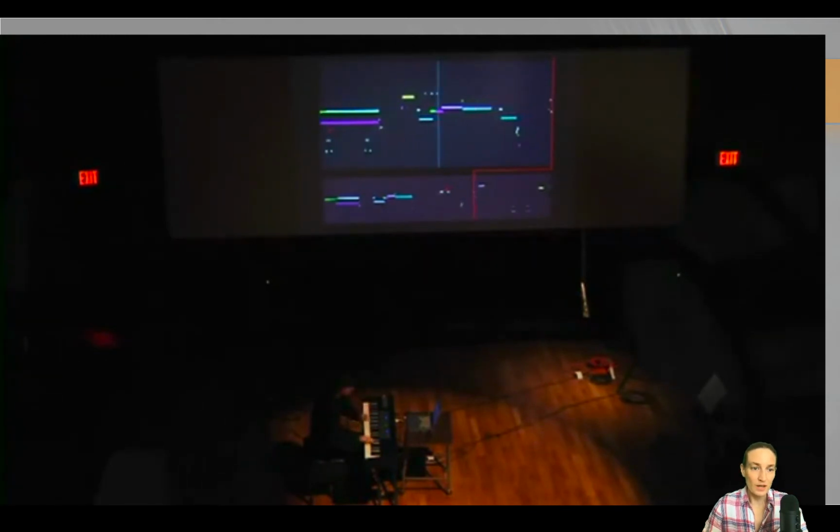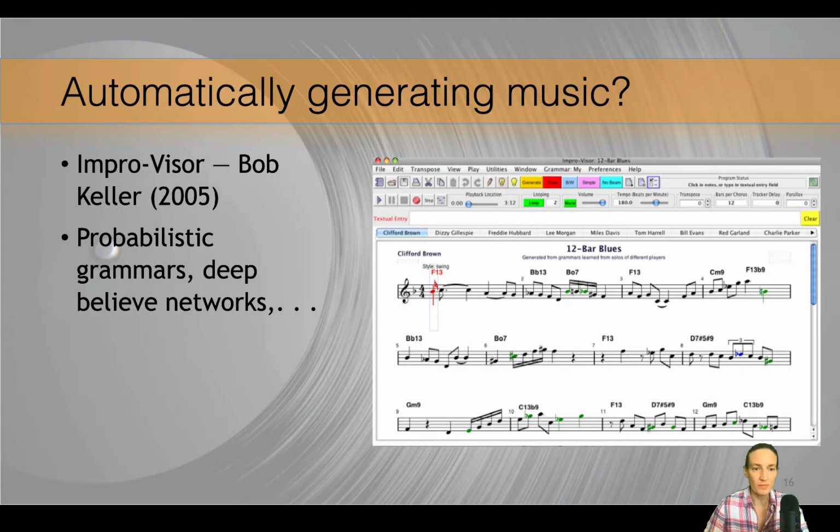Okay. There are some other systems like the Improviser from Bob Keller, which has different plugins and allows you to experiment with different things like deep belief networks and probabilistic grammars, and you can say, generate me the chords, generate me a melody line over these chords and use this algorithm. It's a free tool. It's pretty cool to try it out as well.